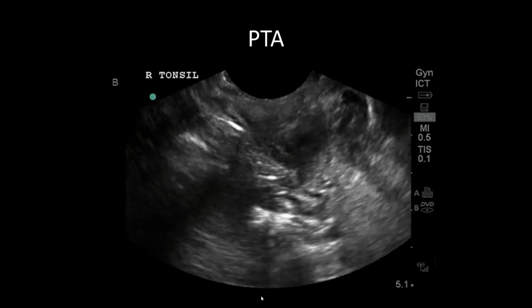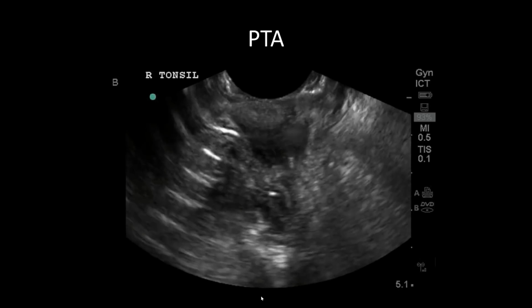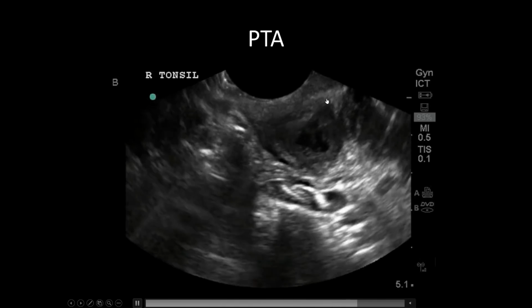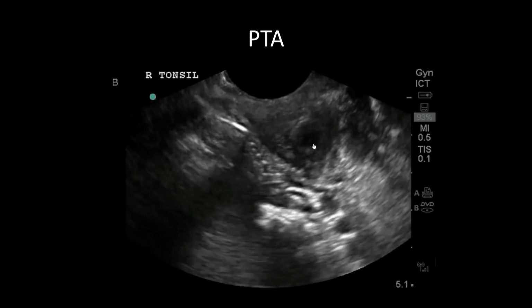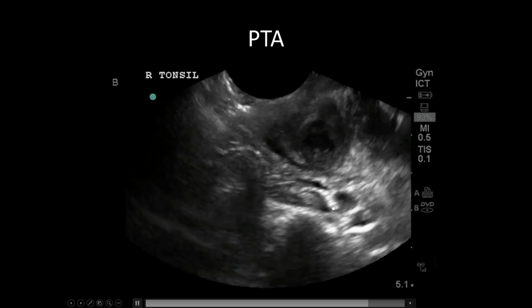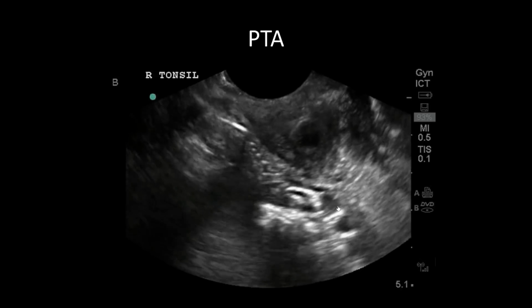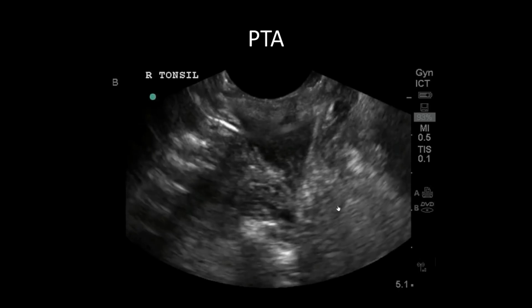Another pathology we may encounter in the head and neck is a peritonsillar abscess, or PTA. Here we can see the tongue base, the tonsil, and an anechoic center within the tonsil. This is your peritonsillar abscess. The great vessels can be visualized just deep to the tonsil. This exam is being performed using an endoluminal probe placed inside the patient's mouth.